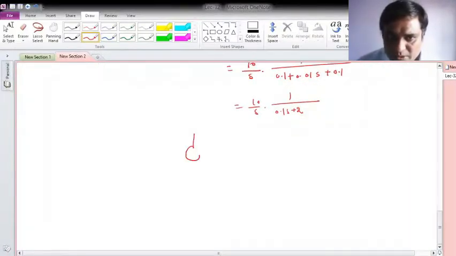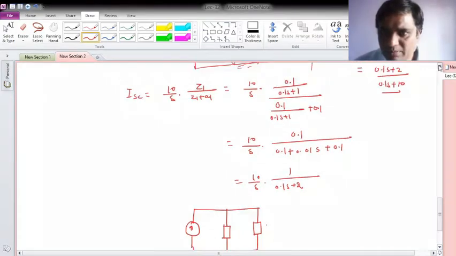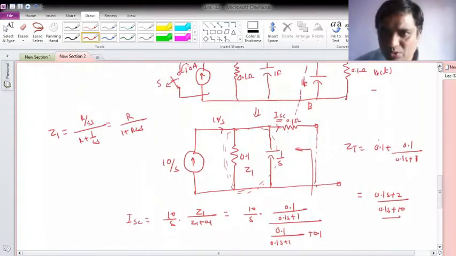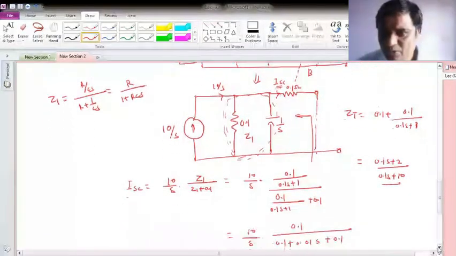So it will be the current generator with value ISC, whatever we obtained, in parallel with ZT or Zn, and then there is a load impedance. So what is that load impedance? It is your Z2, and what is the load? Again it is R with C in parallel. So the load is again R parallel with C, the same 0.1 over 0.1 S plus 1.